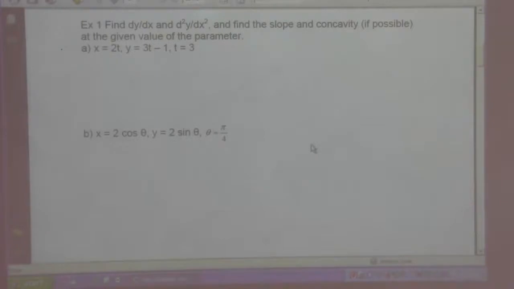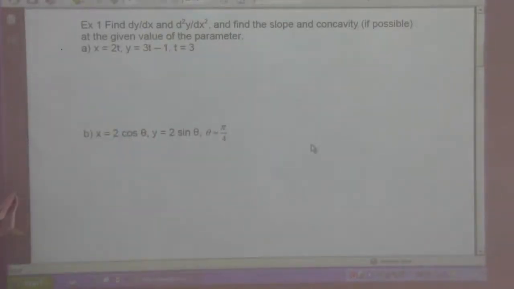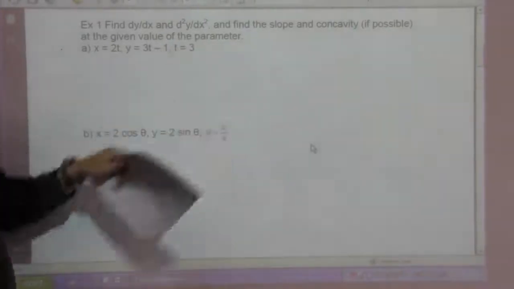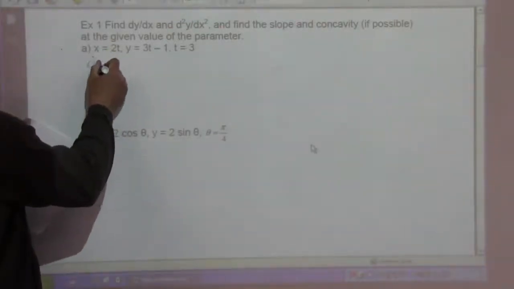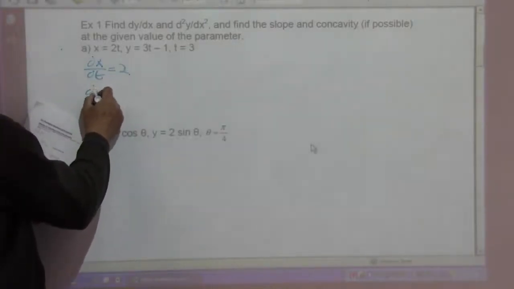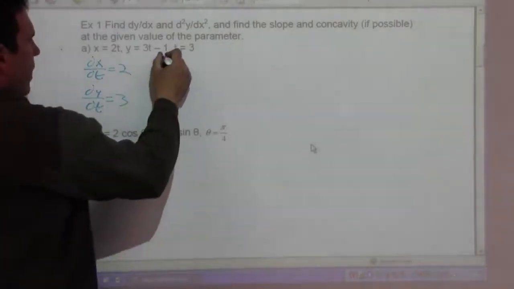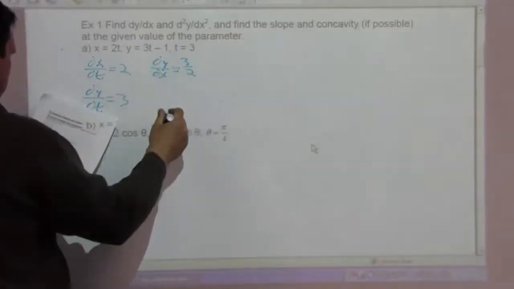Example 1 says find dy/dx and the second derivative of y with respect to x, and find the slope and concavity if possible at the given value of the parameter. So we have x equals 2t, y equals 3t minus 1, and t equals 3. So our dx/dt is going to be 2. Our dy/dt is going to be 3. dy/dx is going to be 3/2.